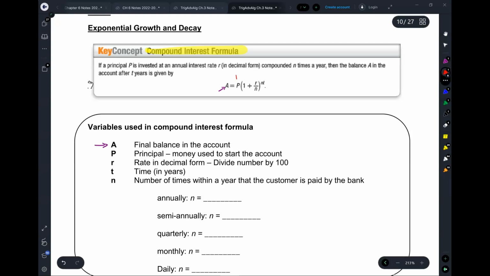P is the principal, but not like principal like Ms. Howard, but the principal, which means this is the money that you first invested to open the account. This R is the rate, but remember it has to be in decimal form. So remember to divide the number that you're given in the problem by 100. T is time, usually in years.